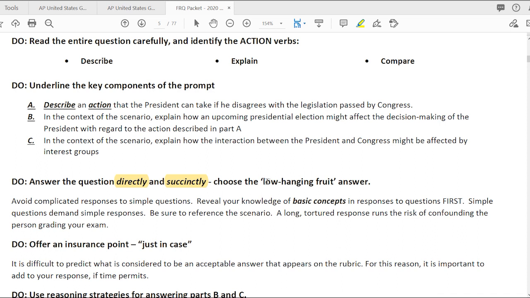Also, choose what I call the low-hanging fruit answer. In other words, if they ask you what the president can do if he disagrees, well, what did you learn? Lawmaking 101, he can veto it. That is a formal constitutional power of the president in the lawmaking process. If you want to get specific, it's Article 1, Section 7, where the lawmaking process is described. The president expressly has that power.